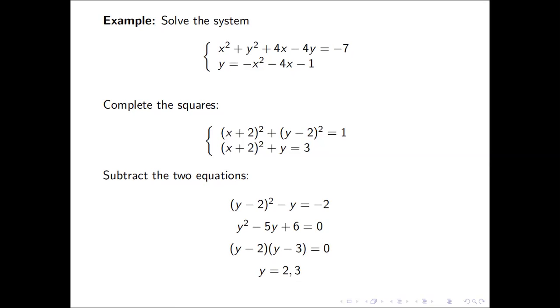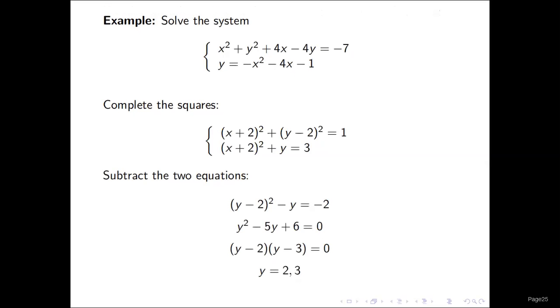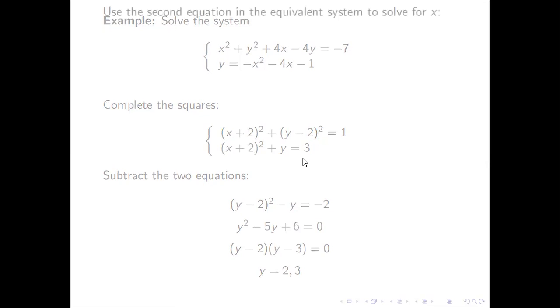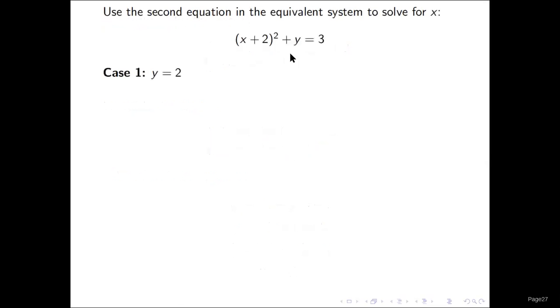And similarly, as with the first example, we solve for the corresponding values for x. So we'll use the second equation again. Well, it's also okay to use the first equation, but the second equation looks to be the simpler one, so we'll just use it. So we have it there. This is the second equation. So one of the solutions found is y equals 2. We plug in y equals 2 here. So we get (x + 2) squared plus 2 equals 3.